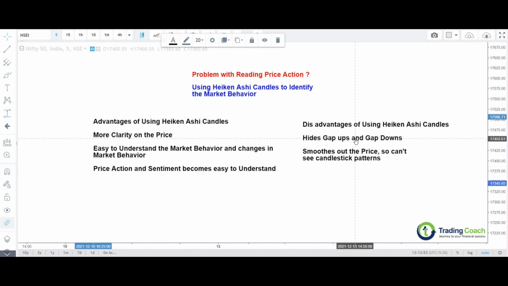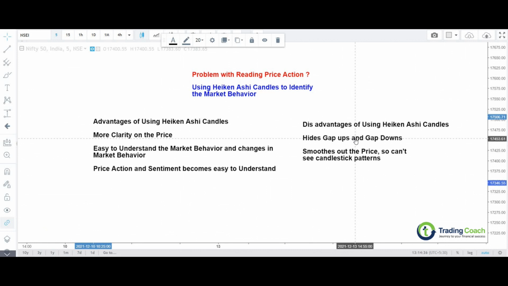So just like any other trading tool, Heikin Ashi candles also have some disadvantages. One of the major disadvantages is that it hides the gap ups and gap downs. As we have seen in the example, it completely removes the gap ups and gap downs, which means if you are using any gap based trading strategy, you won't be able to use Heikin Ashi candles. If you're a gap up trader or a gap down trader, then you need to avoid Heikin Ashi candles altogether, because it will completely remove the price gaps.